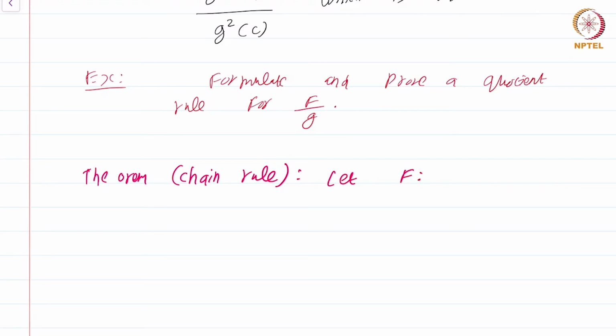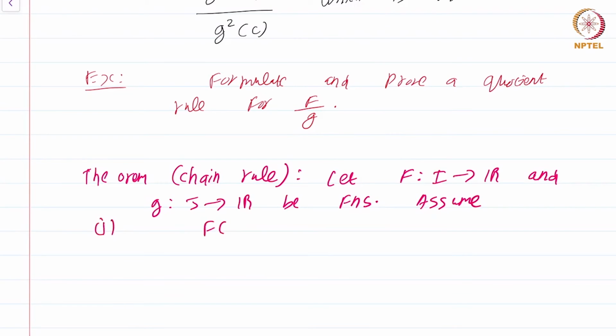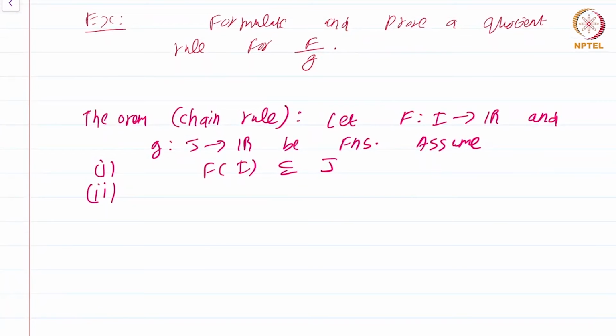Let f from I to R and g from J to R be functions. Assume first that f of I is a subset of J. This is strictly not needed. You can do a better, more ugly but more refined version of this. I'm not going to do that. You think about how to replace this hypothesis with a more refined one, but it will look ugly after I finish the proof.